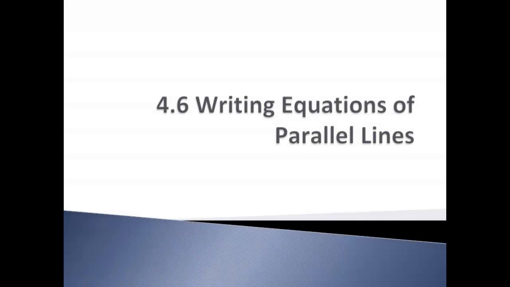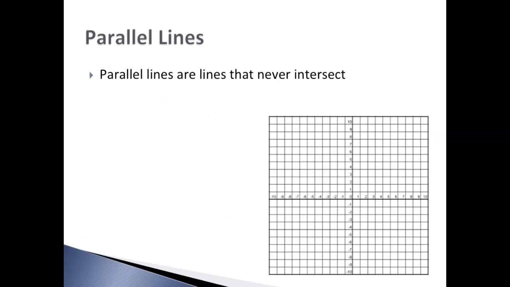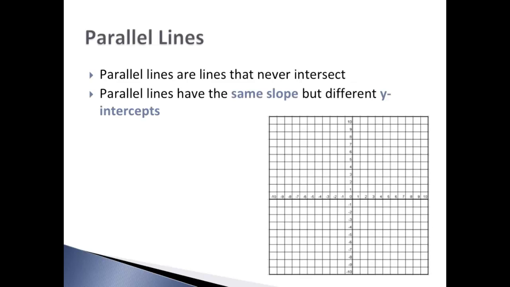Last time we talked about how we can write equations given different parts or different components. Today we're going to be talking about how we can write equations of parallel lines. Now remember that parallel lines are lines that never intersect, and in terms of what they have in common, they have the same slope, but they have different y-intercepts.